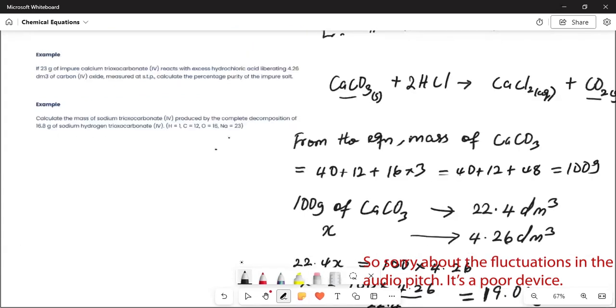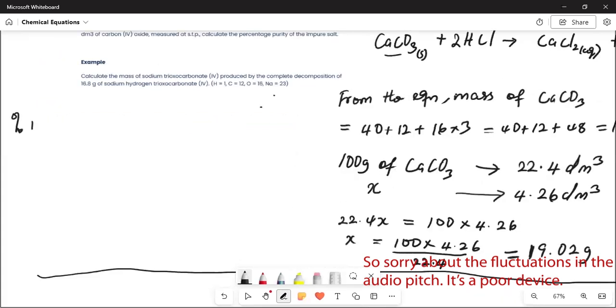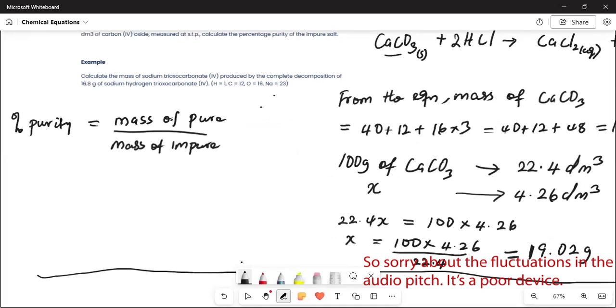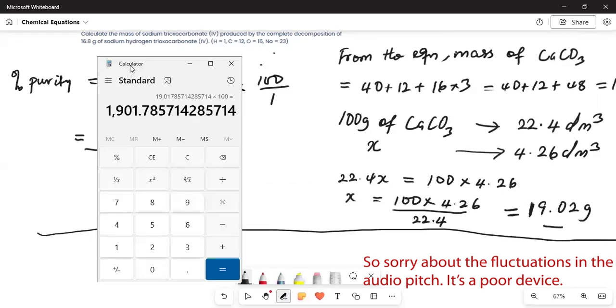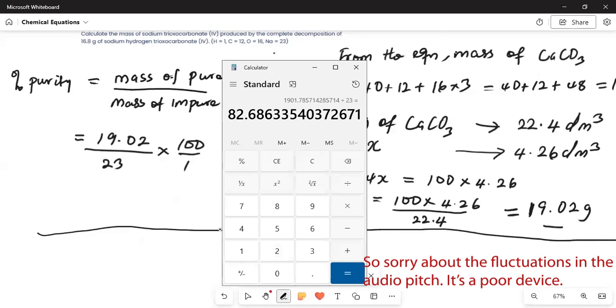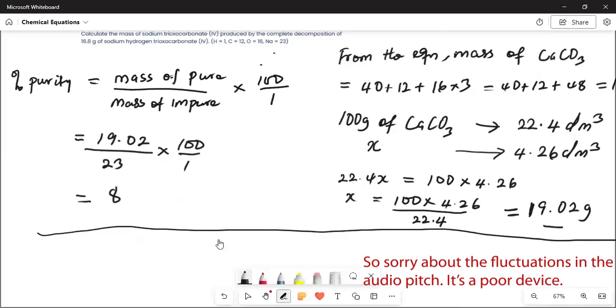Now that we know the mass of pure, percentage purity is equal to mass of pure substance over mass of impure substance times 100 over 1. Mass of pure salt, that is 19.02, divided by 23, that is the mass given in the question, multiplied by 100 over 1. 19.02 times 100, then divided by 23, 82.7%. The percentage purity is 82.7.